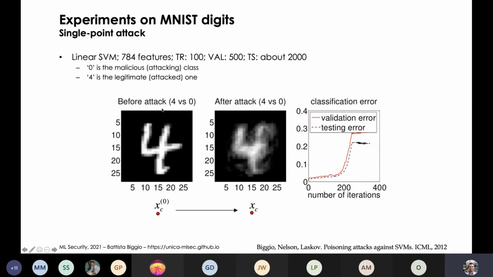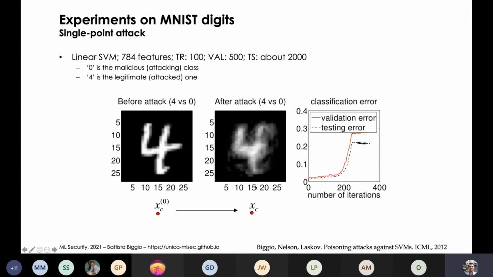Then what we do here is we take this image of a four, and we label it as a zero. This is a training set image. So we are adding one additional point. So the training set would be 100 points plus this one. If you just take this four and label it as zero, so this is just a mislabeled sample, then you see here, this is the first iteration, it's just increasing the error, maybe less than 1% in this case. So the validation error, this is what I'm looking at.